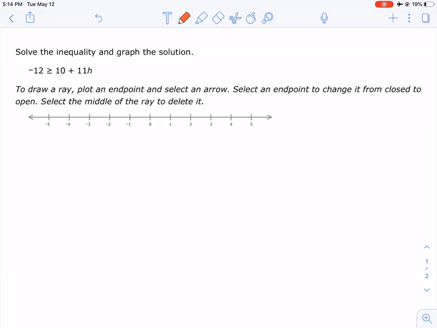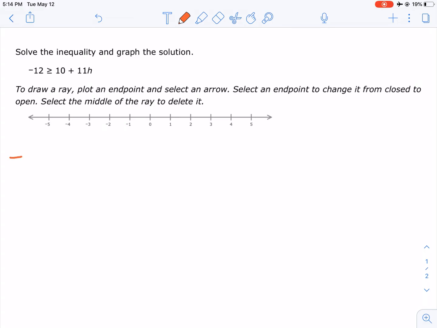Hi, ladies and gentlemen. Today our focus is going to be on solving two-step inequalities. These are a little bit more complicated than the ones you've been practicing the past couple days, but we've solved a lot of equations this year that look just like these inequalities, and we're going to put those same skills to work. So this first question says solve the inequality and graph the solution.